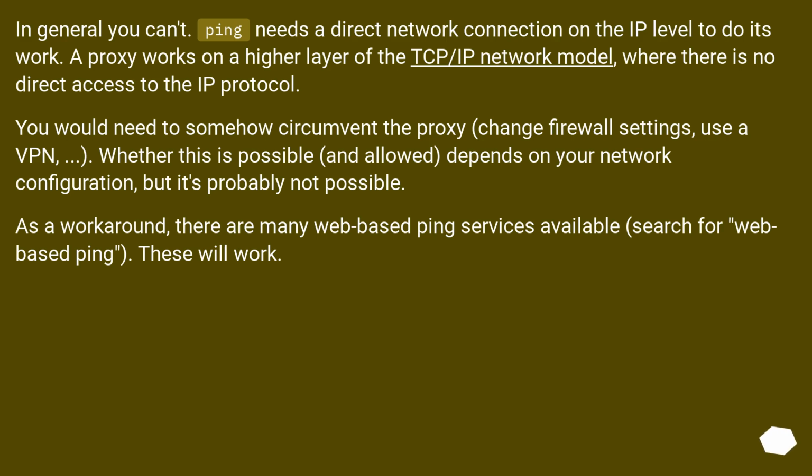In general, you can't. Ping needs a direct network connection on the IP level to do its work. A proxy works on a higher layer of the TCP/IP network model, where there is no direct access to the IP protocol. You would need to somehow circumvent the proxy, change firewall settings, or use a VPN. Whether this is possible, and allowed, depends on your network configuration, but it's probably not possible.